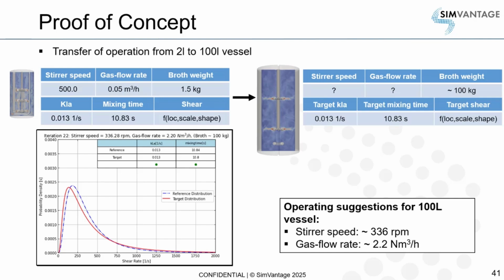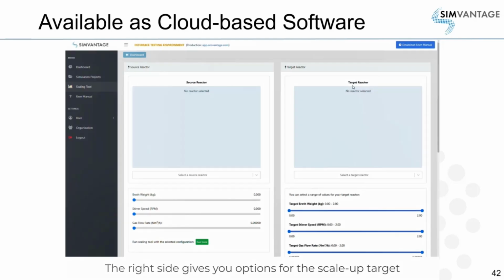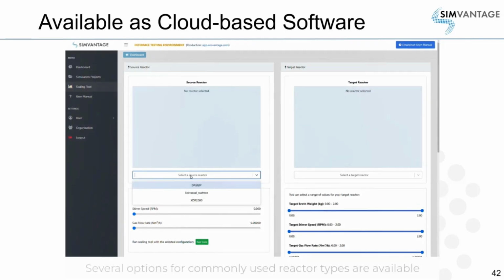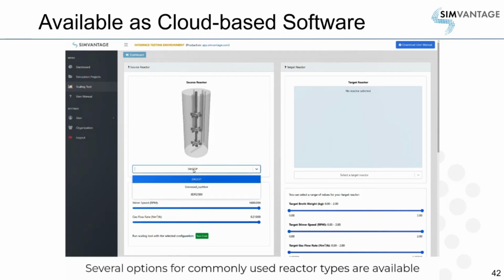These two operating parameters are now the first values. They will not be perfect, but they are the first values for your technical batches, and you arrive at a very good process much faster. And we also converted that into cloud-based software, so you can do this in the cloud.